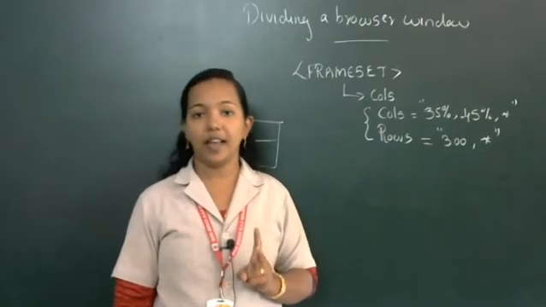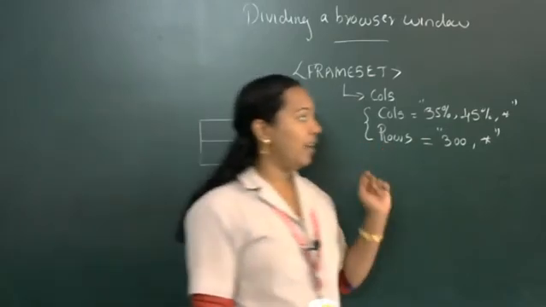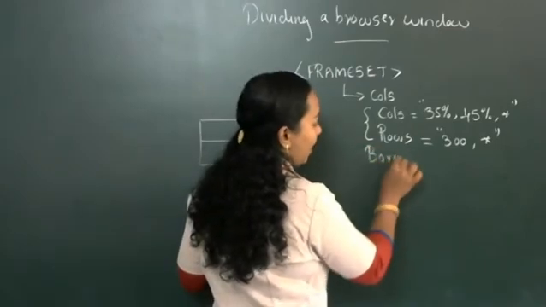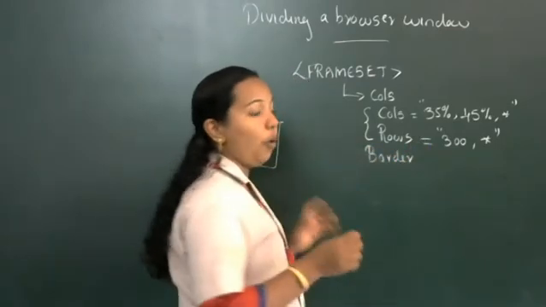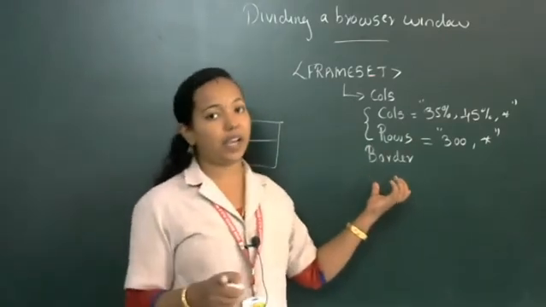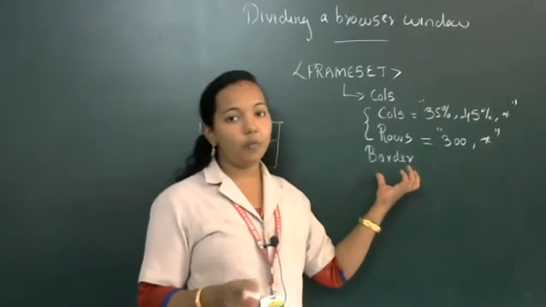Both the values we can use. Okay, then next attribute of frameset is the border attribute. We can give a thick border. We can increase the thickness of the border of each frame using the attribute called border attribute.